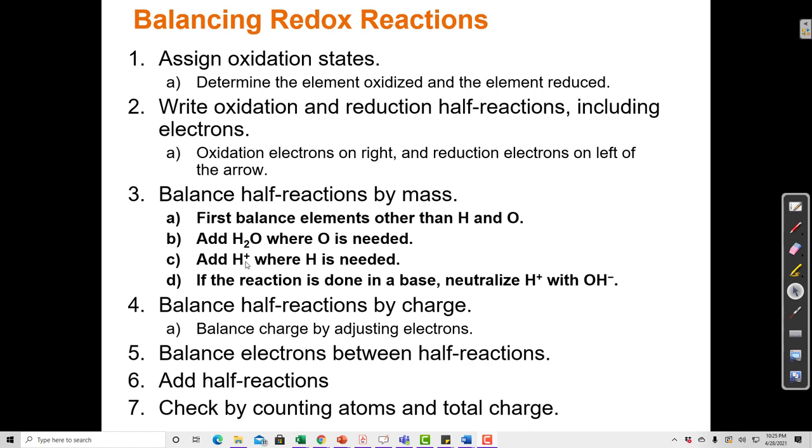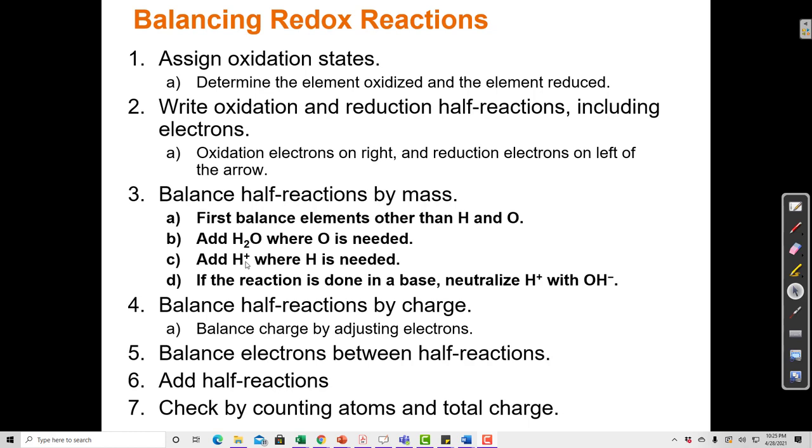So after we balance the reactions by mass, which again just means that we're making sure the same type of atoms and the same number of atoms are on each side, then we balance the half reactions by charge. And this is where we use the electrons in the half reactions to make sure that the total charge is balanced.